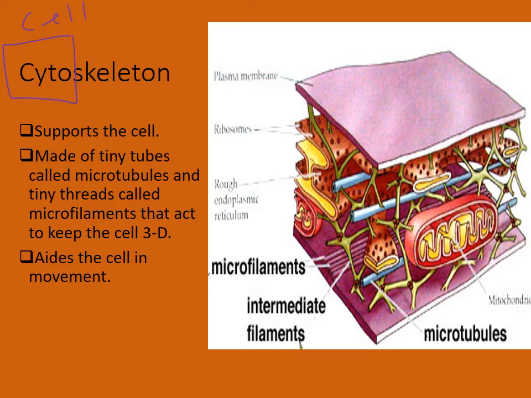So the cytoskeleton supports the cell. It is made of tiny little tubes called the microtubules. Micro means tiny, and tubule, tubes. And these tiny threads, also called micro, means tiny, filaments. I forgot the word. But microfilaments, they act to keep the cell in a 3D shape. They also aid the cell or help the cell in movement, because again, our skeletal system helps us to move. So does the cytoskeletal system of the cells.